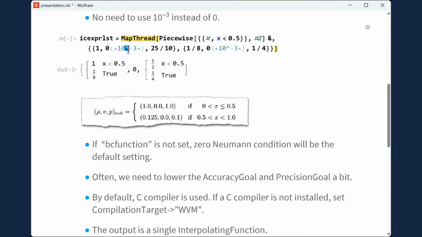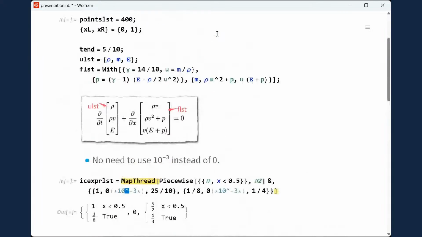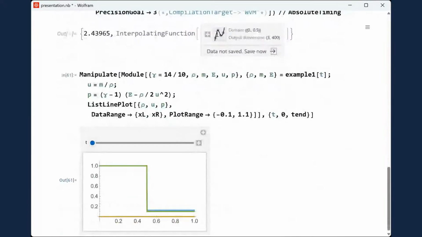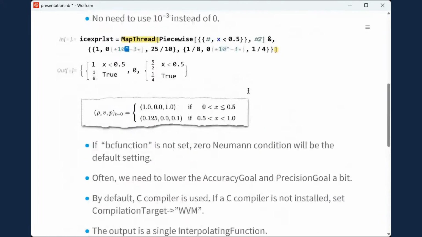Yes, you will no longer need to set a non-zero number for the zero. And let's see the output. Quite nice, right?